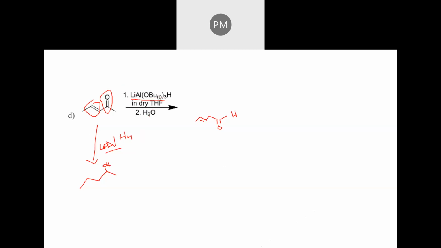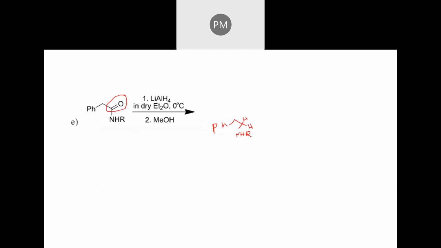So we have to remember that when we are given lithium aluminum hydride, it reduces to alcohol, but when you are given lithium aluminum tert-butyl hydride, some substituted one, then it is not a much stronger reducing agent. So it only reduces the carbonyl to aldehyde, not to alcohol. So this will be our product.